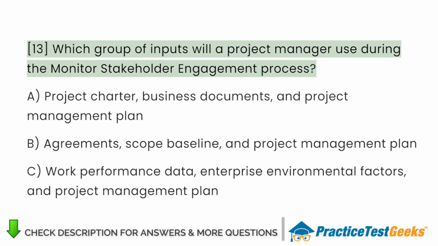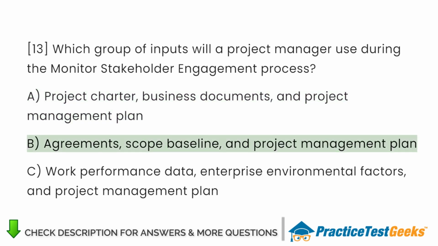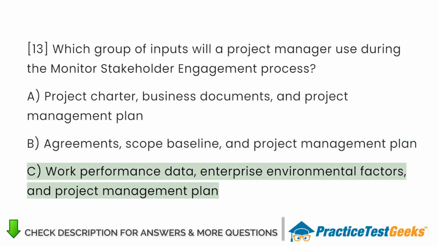Which group of inputs will a project manager use during the monitor stakeholder engagement process? A. Project charter, business documents, and project management plan. B. Agreements, scope baseline, and project management plan. C. Work performance data, enterprise environmental factors, and project management plan.